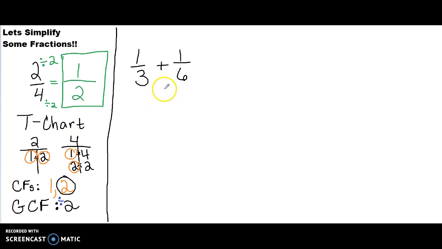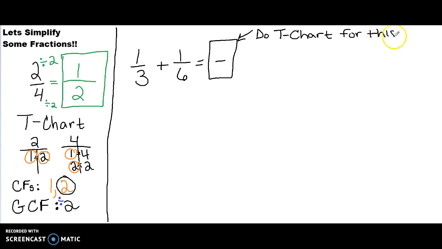This is not the time to do a T-chart. You do the T-chart once you get here and find out what your answer is. This is when you do the T-chart. So you'll do a T-chart for this fraction. Do not do a T-chart for this fraction and this fraction.